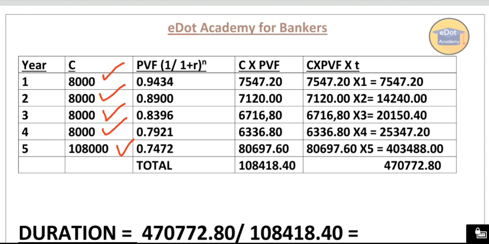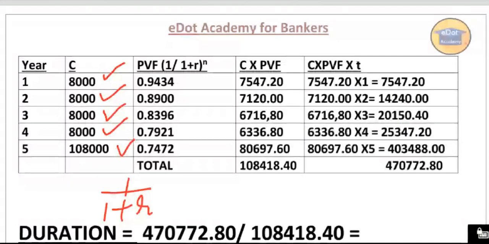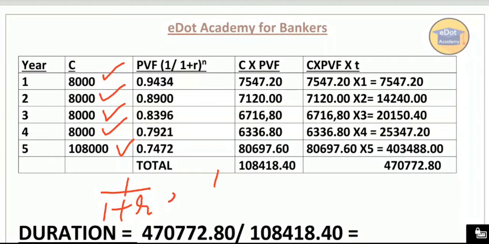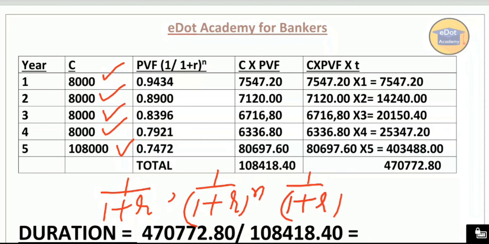Okay, now present value factor. Present value factor is nothing but 1 plus R. That means for the first year, it is 1 plus R. For the second year, it is 1 plus R to power 2. And for the third year, it is 1 plus R to power 3. And fourth year, it is 1 plus R to power 4. And for the fifth year, 1 plus R to power 5 and so on. So this we have already calculated here.